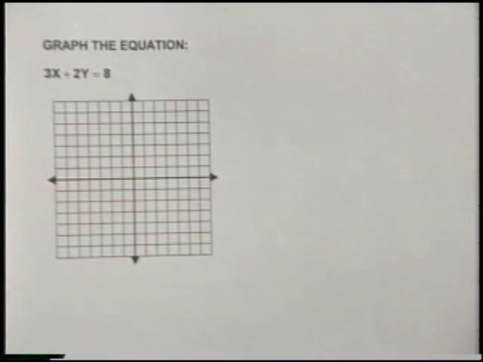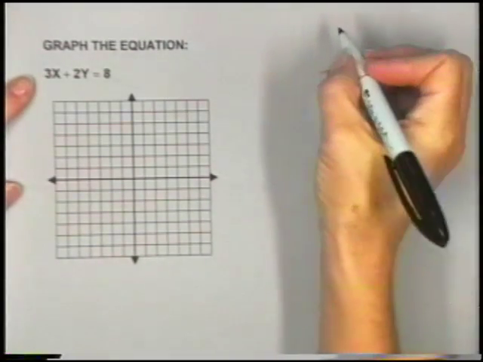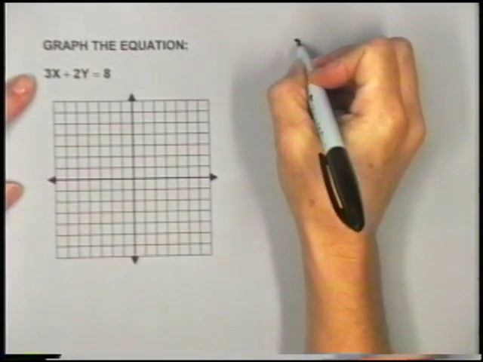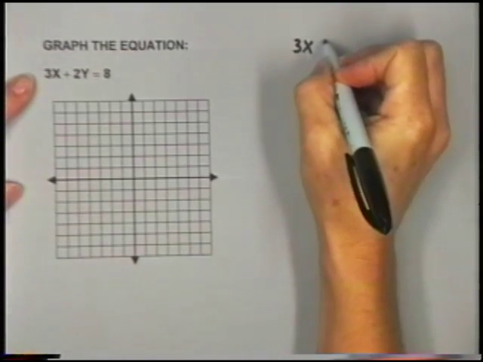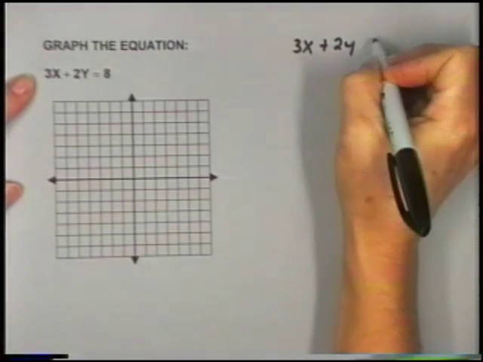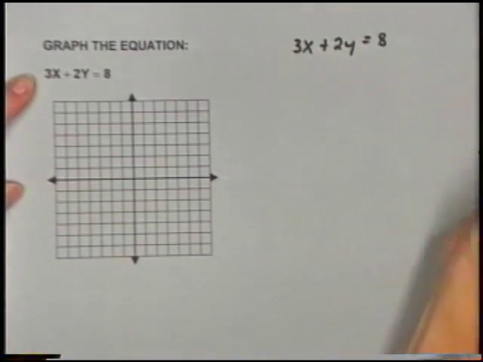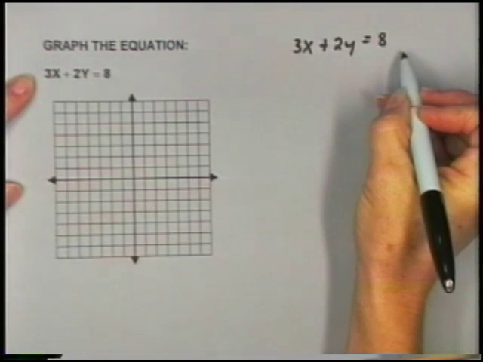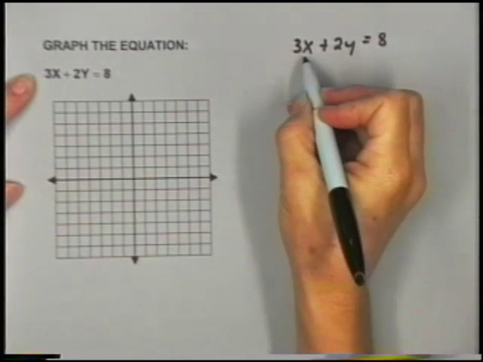Now, this equation, if you notice, is not in a nice format like that last one was. So what I'm going to do is take this equation over here and solve it for y. If I start out with the original form, 3x plus 2y equals 8, I can subtract this 3x from both sides of this equation.